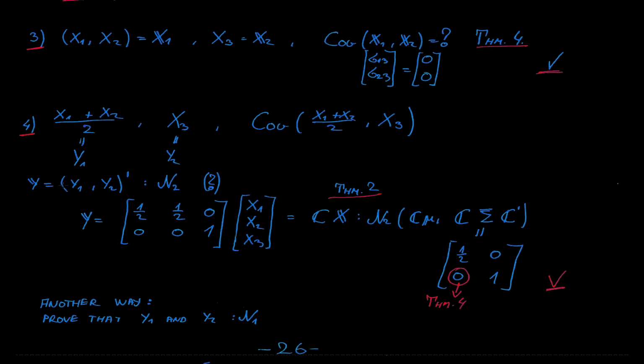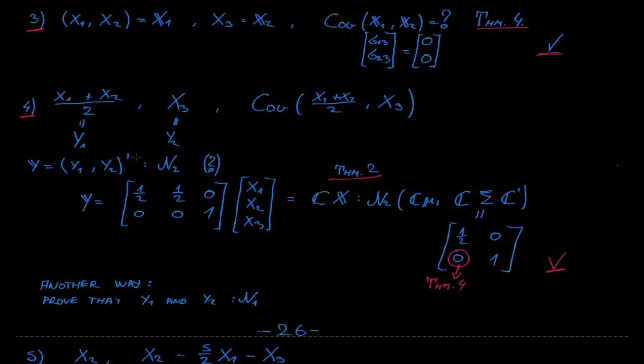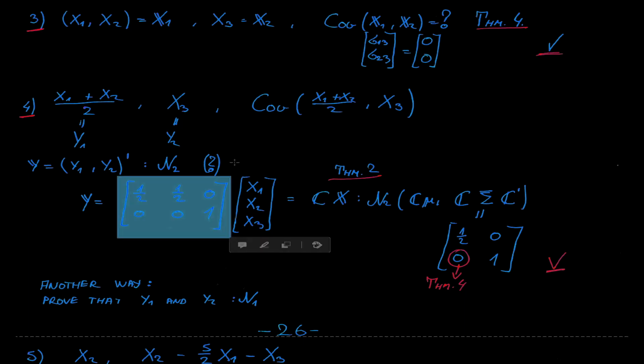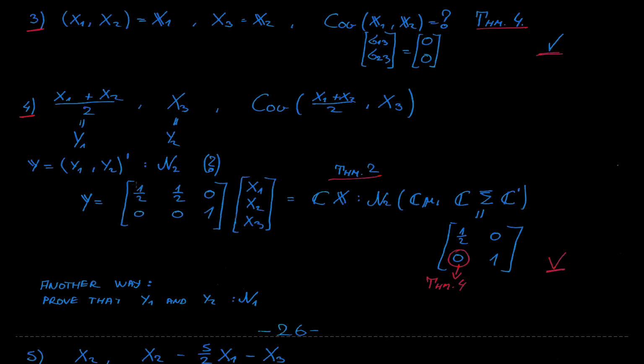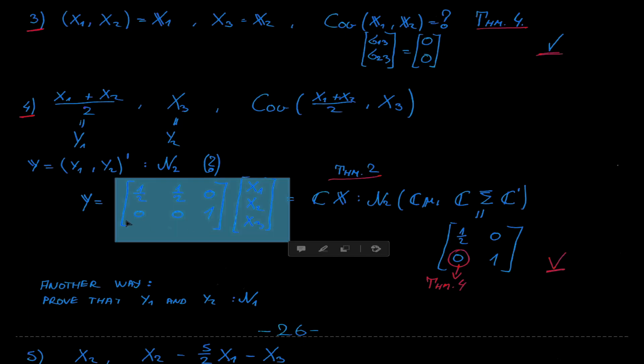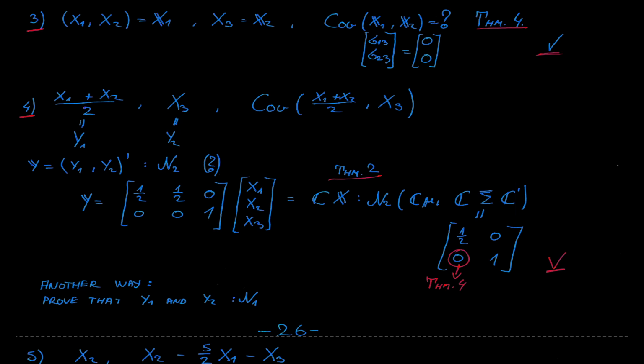Let's see first this way, where we have a vector y = (y1, y2), and we want to prove that it has a two-dimensional normal distribution in order to use theorem 4. So first, what we need is to use a linear combination of those vectors. This is our theorem number 2. What it says is that if we have a matrix, let's say C, and the vector, then this combination is going to have a normal distribution with a particular mean and a particular covariance matrix.